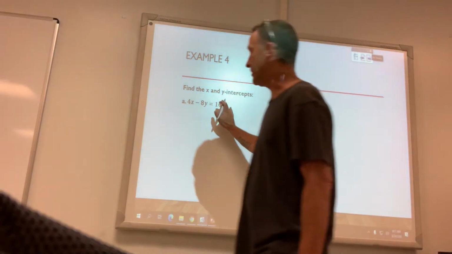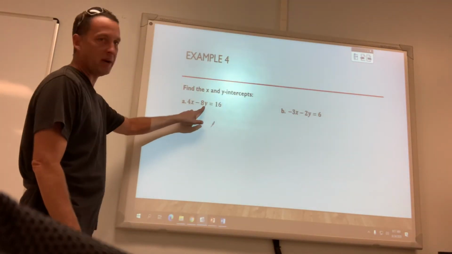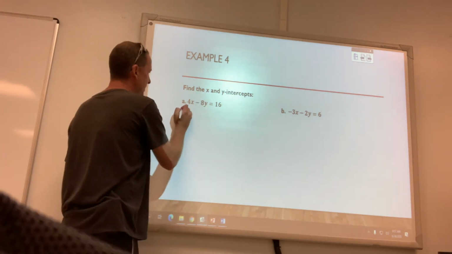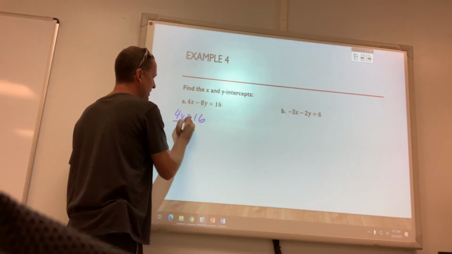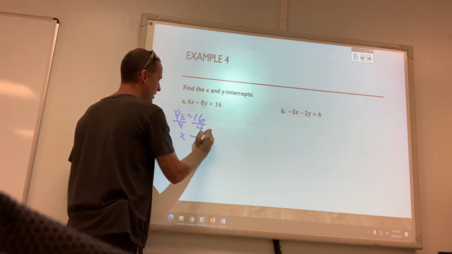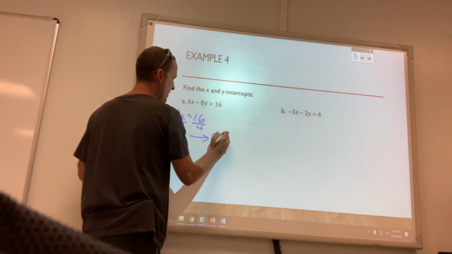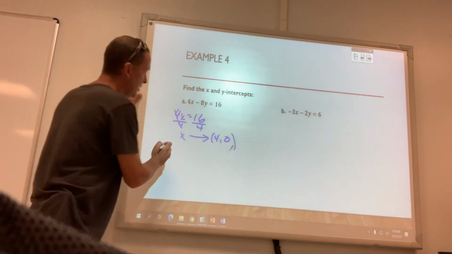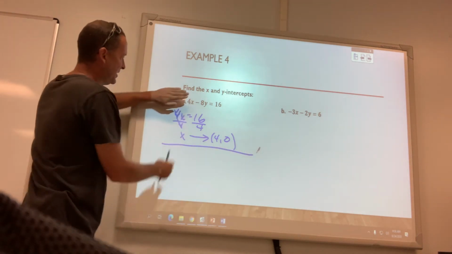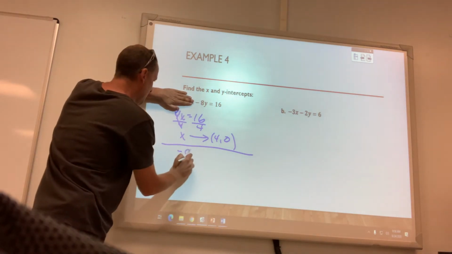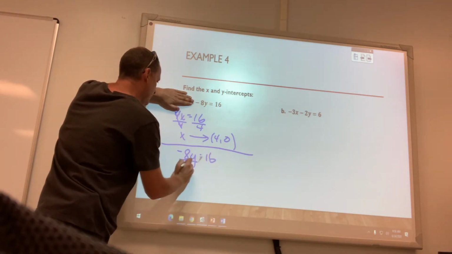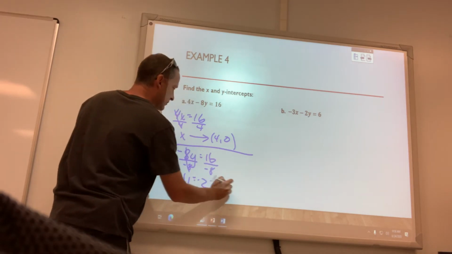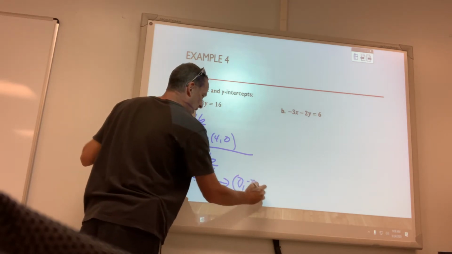All right, x and y intercepts are very simple. If I want to find the x-intercept, I'm going to basically make y 0, which cancels out that part of the equation. So I've got 4x equals 16 divided by 4. The x-intercept is going to be 4, 0. Since x equals 4. Same thing for the y-intercept. I'm going to make x 0, which is going to cancel that out. So I've got negative 8y equals 16. Divide by negative 8. Y equals negative 2. So that would be 0, negative 2.